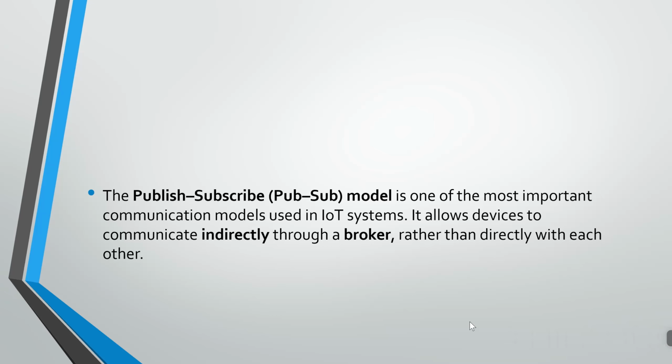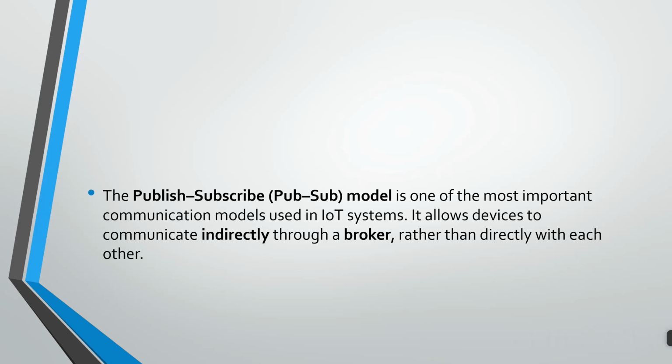The next model is the publish subscribe model. This is one of the most important communication models used in IoT systems. It allows devices to communicate indirectly through a broker.